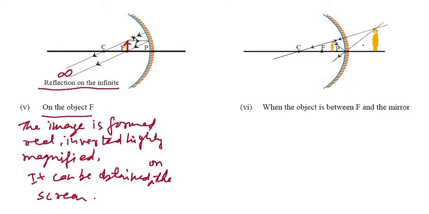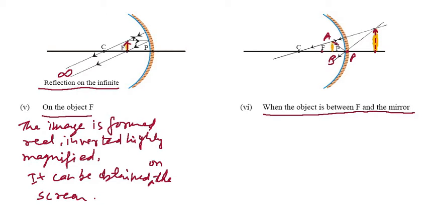Now it is a virtual image, so you can draw it with dotted lines. The object is placed between focus and pole P. So you can see here, when the object is between focus and the pole, the image is formed virtual. How can it be virtual?